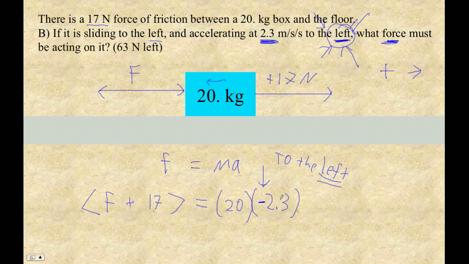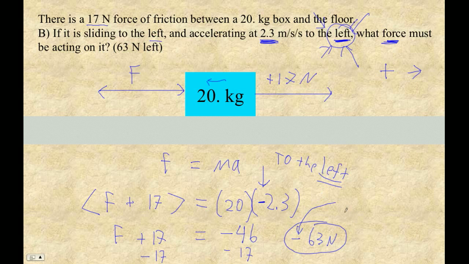So now we've got F plus 17 equals 20 times negative 2.3. That turns out to be negative 46. And look how the math is going to end up telling us which way the force goes. Because if I want to get force by itself, I have to subtract 17 from both sides. Well, negative 46 minus 17 is a bigger negative number, right? It's negative 63. And that means that the force is going to be toward the left with 63 newtons.